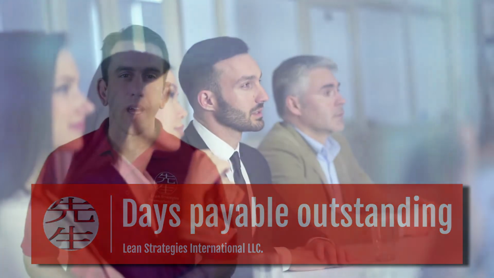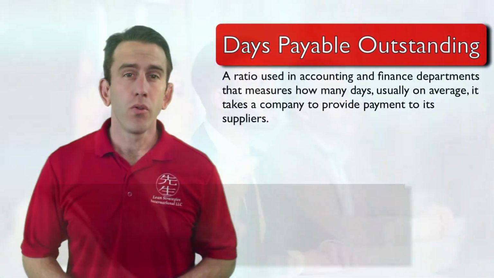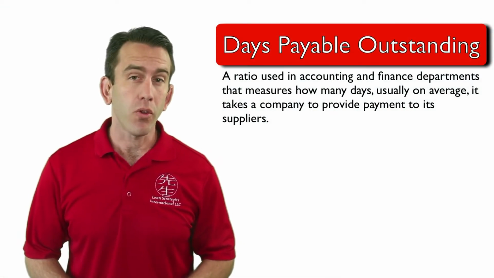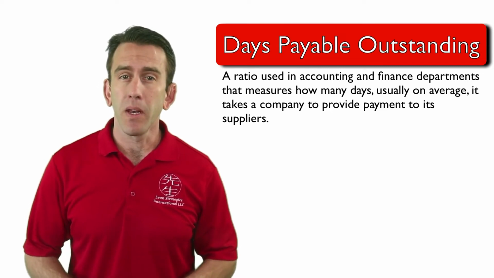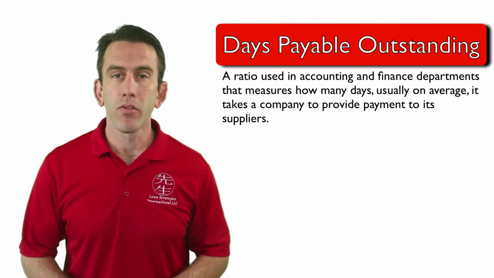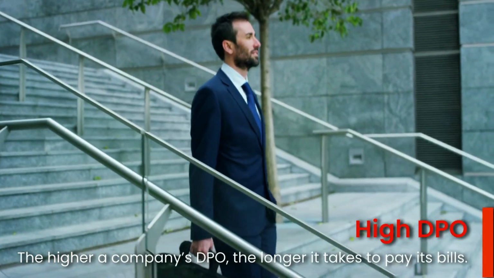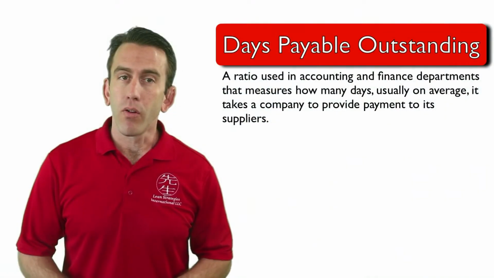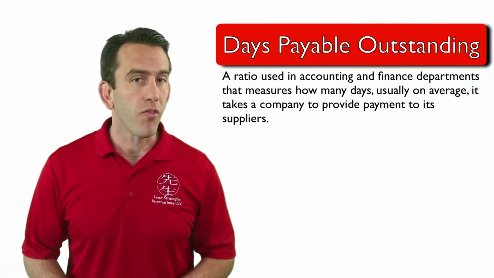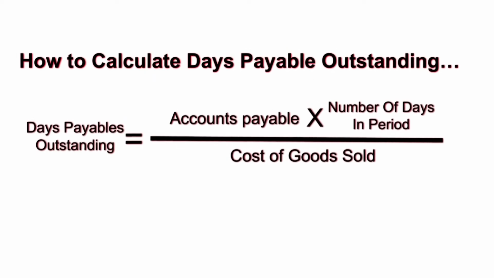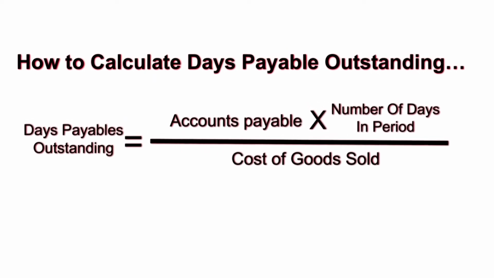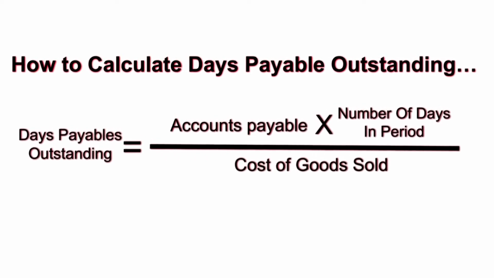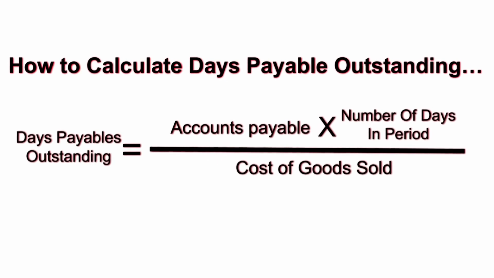Days payable outstanding is a financial ratio used in accounting and finance departments that measures how many days, usually on average, it takes a company to provide payment to its suppliers. The higher a company's DPO, the longer it takes to pay its bills. Days payable outstanding is calculated using the formula shown here. To calculate DPO, you would multiply accounts payable by the number of days in your period and then divide your answer by the cost of goods sold.